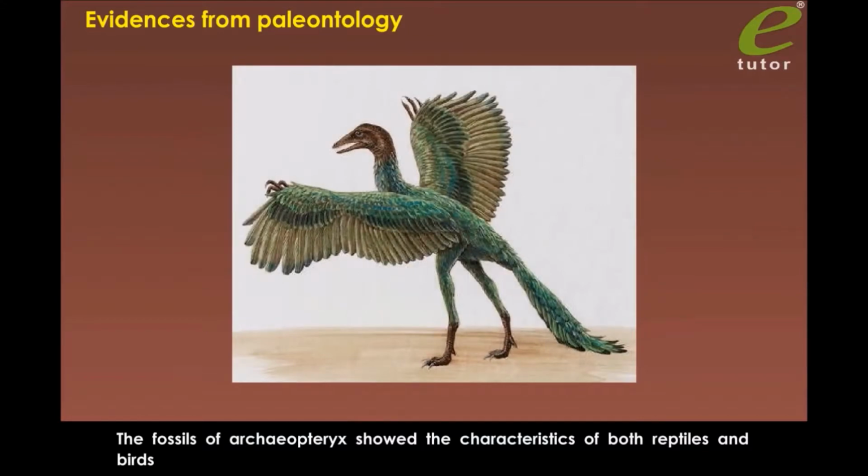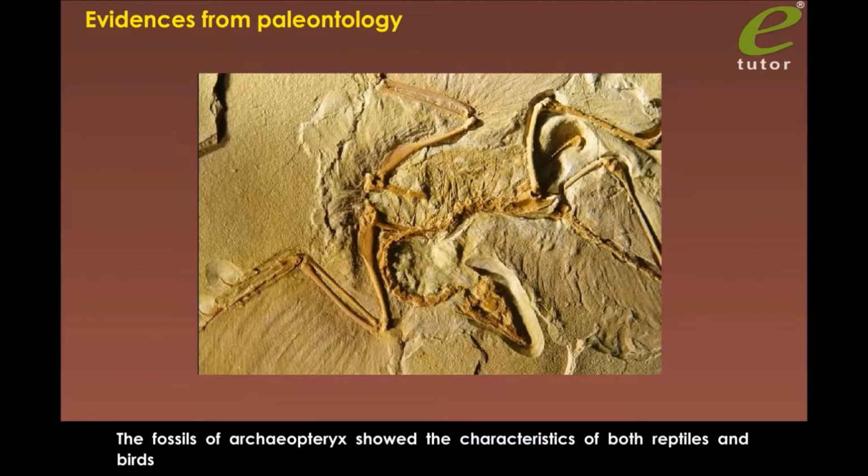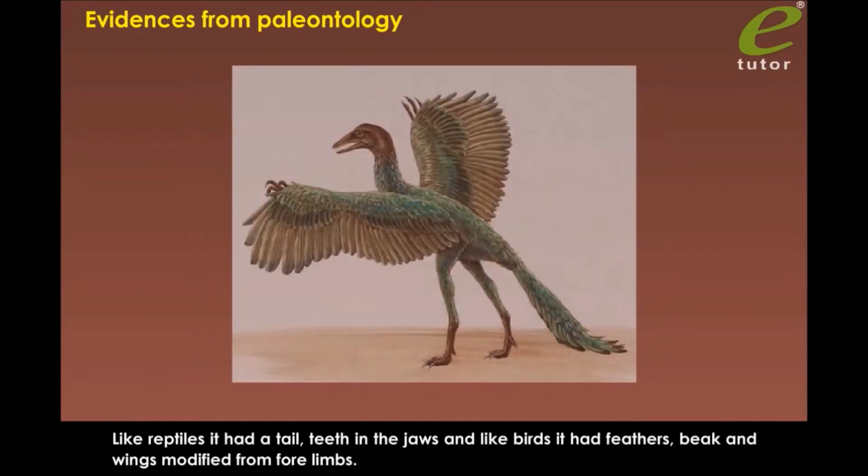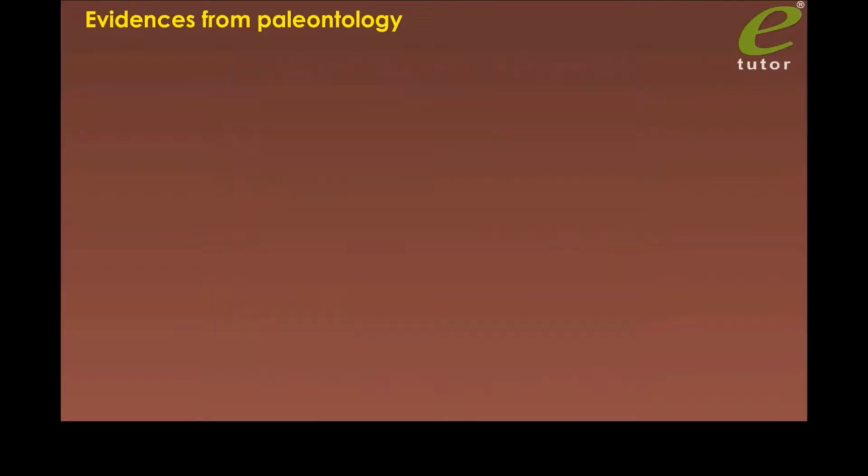Example, the fossils of Archaeopteryx showed the characteristics of both reptiles and birds, and thus indicate a link between reptiles and birds. Like reptiles, it had a tail, teeth in the jaws, and like birds, it had feathers, beak and wings modified from forelimbs.